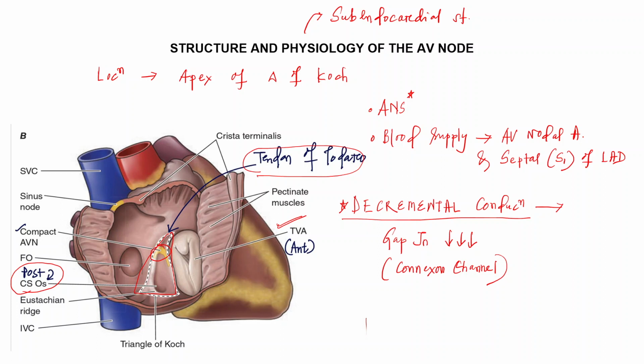Okay. So this is decremental conduction. Now with these basics, we will see what conditions will affect the AV node. As you all know, whenever you increase the parasympathetic supply to the AV node, that means increasing the vagal or cholinergic supply, there is always a decrease in AV nodal conduction. Whenever you increase the sympathetic supply, there is an increase in AV nodal conduction. So what are the etiologies that can affect this AV node? Autonomic causes include carotid sinus hypersensitivity or any vasovagal condition. These two conditions cause an increase in vagal tone, which reduces impulse conduction in the AV node, and that can result in a syncopal episode.